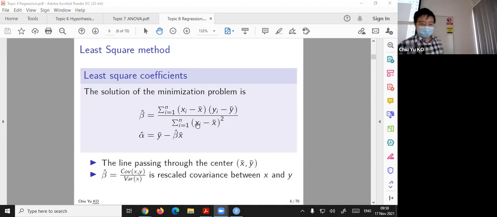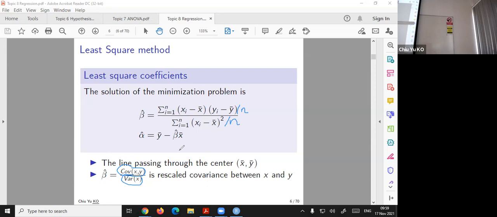This seems to be a rather complicated equation. But you can divide the numerator and denominator by n or n minus 1, depending on what you like. If you divide by n, the numerator will be the covariance and the denominator will be the variance. If you divide by n minus 1, they will be the sample covariance and sample variance. It depends on what you like, it doesn't really matter. So the slope beta is just represented by this.